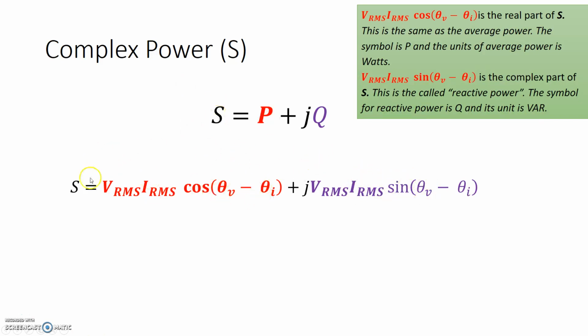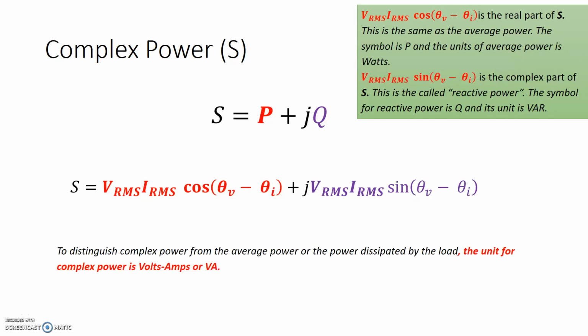This part is the real power. That part is the reactive power. This part P has a unit of watt. This part Q has a unit of volt amp reactive. So complex power S, in order to distinguish this again, has units simply called volt amps, or VA.